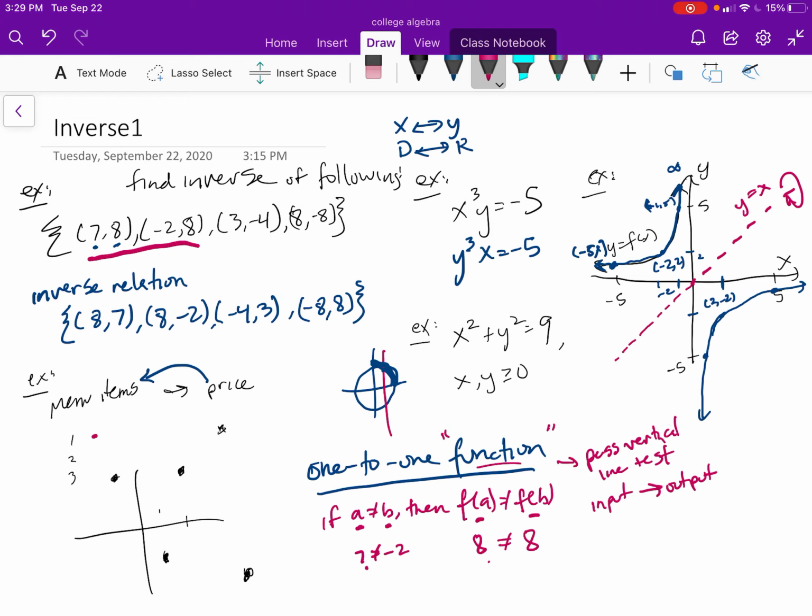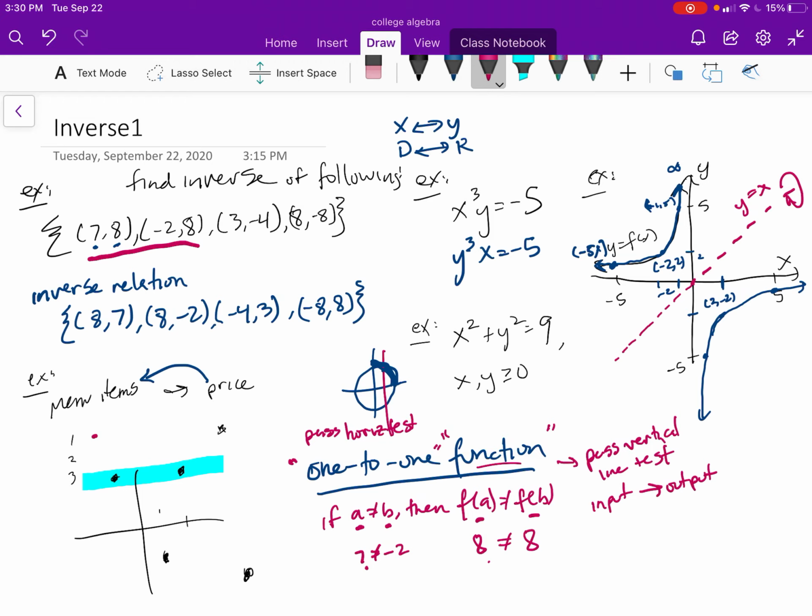What does this look like on a graph? It would actually pass a horizontal line test to be one-to-one. Okay, that's kind of the easier way to think of it in a graph. So horizontally, I'll just do a highlighter. These two hit the same horizontal line, right? That would not be one-to-one. Even though this first thing was a function, it is not one-to-one.